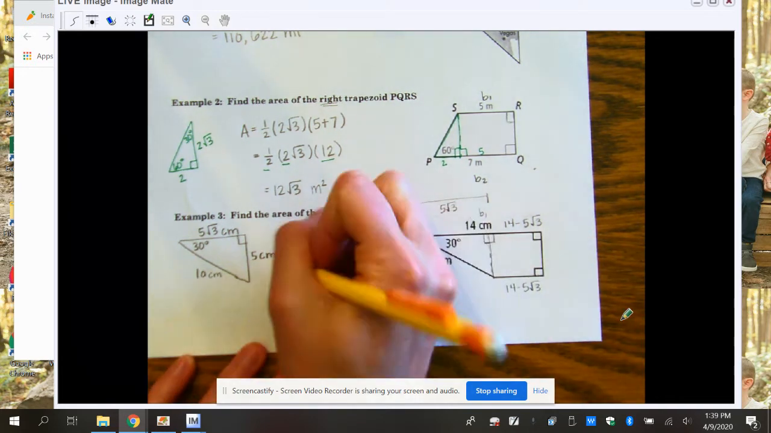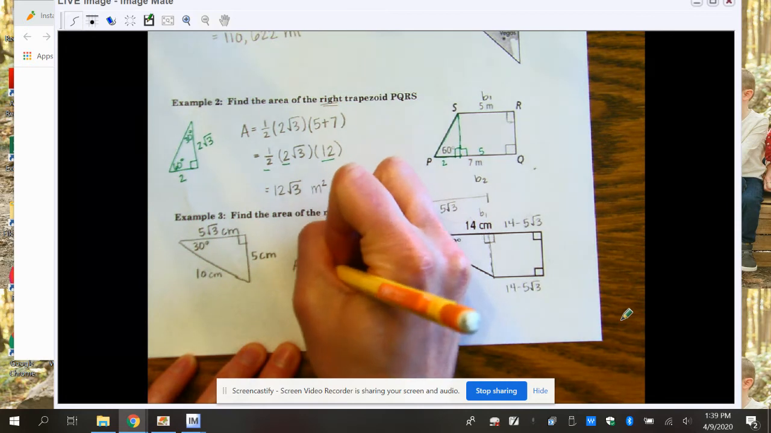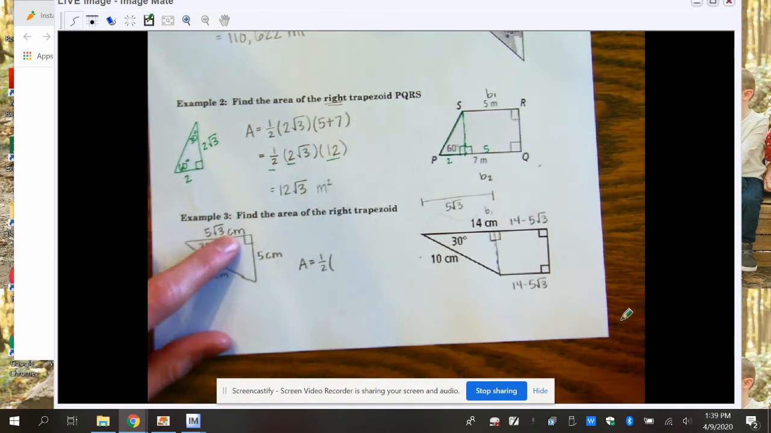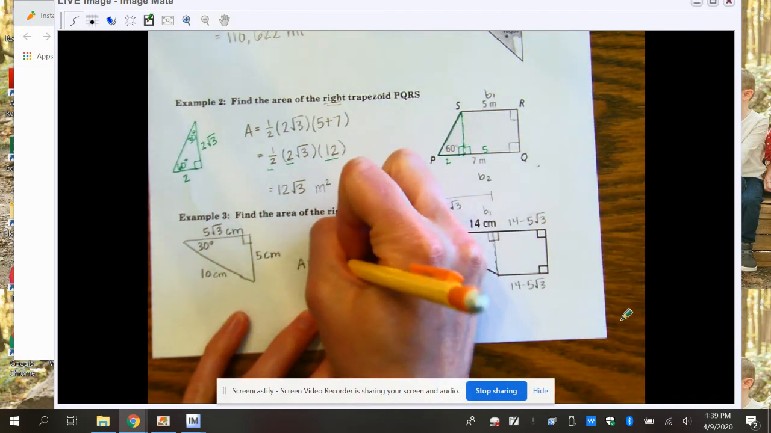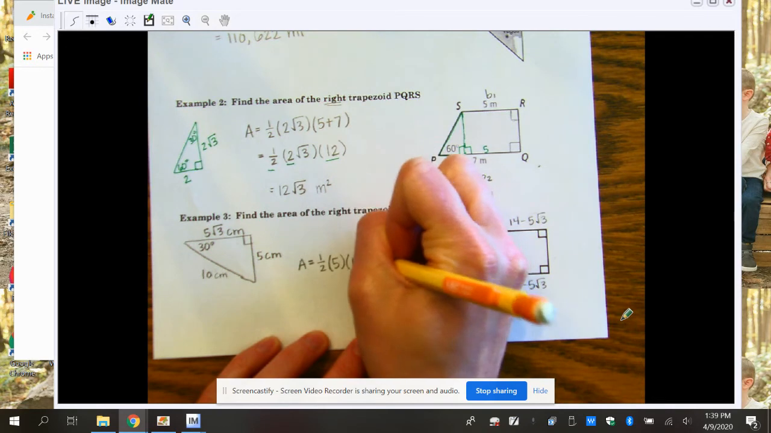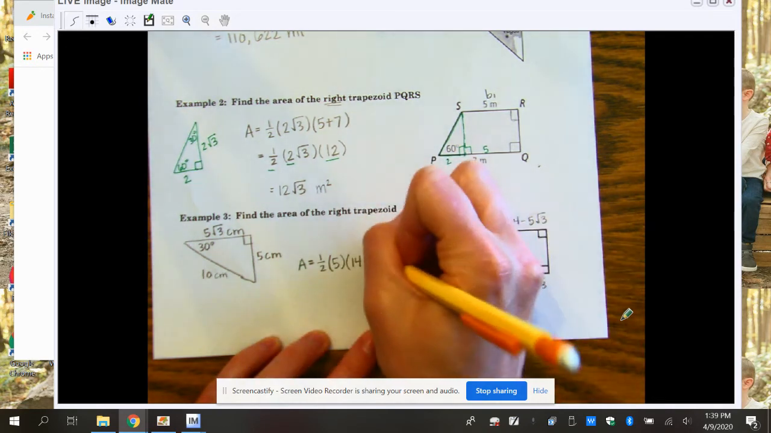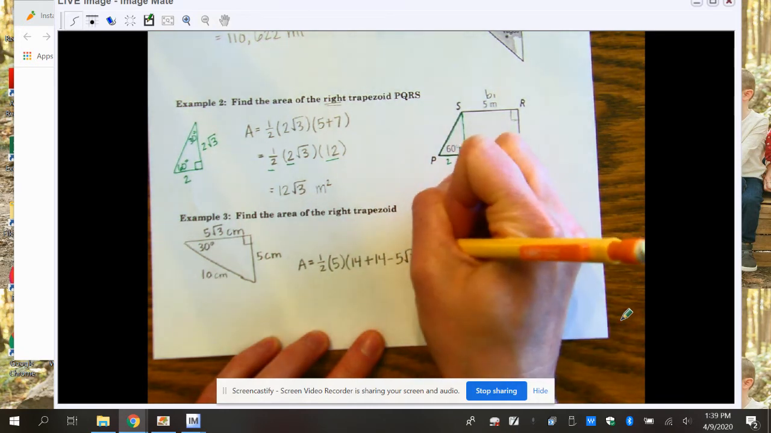So my area, I'm going to substitute everything in now, is going to be 1/2. The height we found, I just matched it here. That height is going to be 5 centimeters. And then the bases are going to be 14 plus 14 minus 5 radical 3.